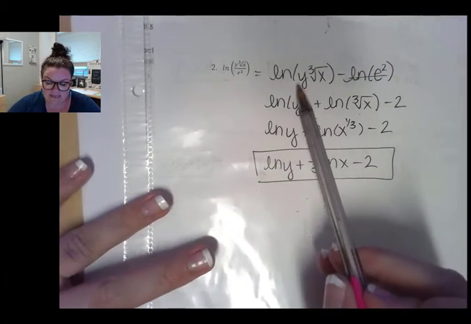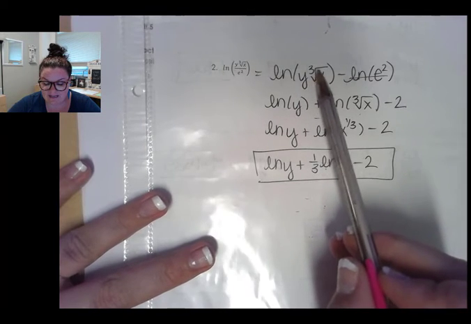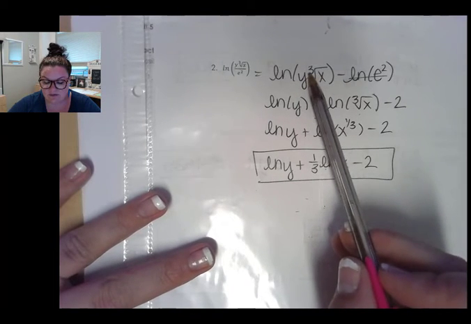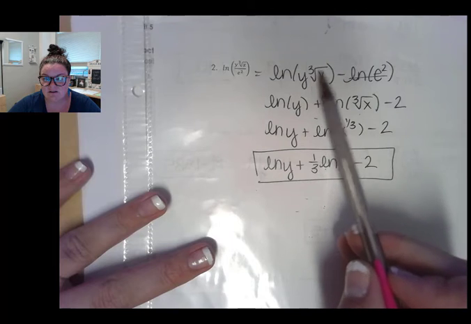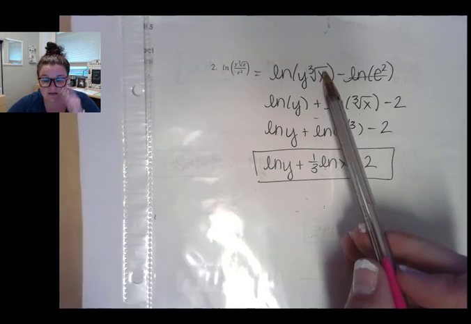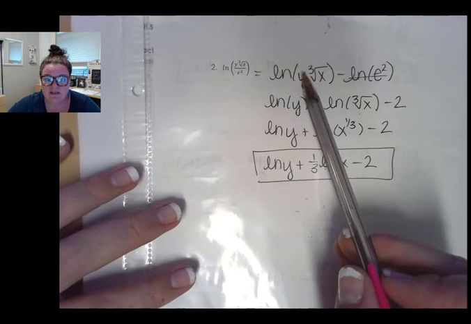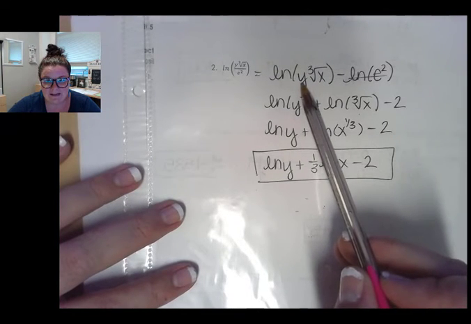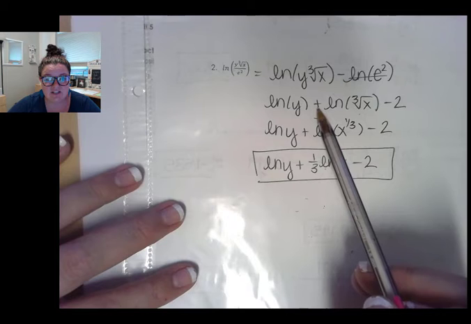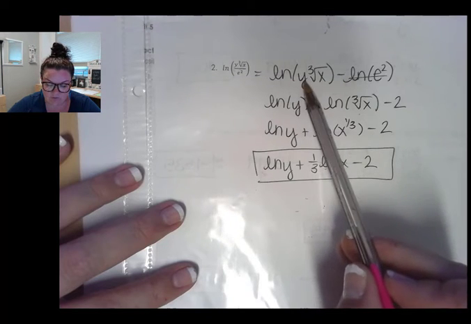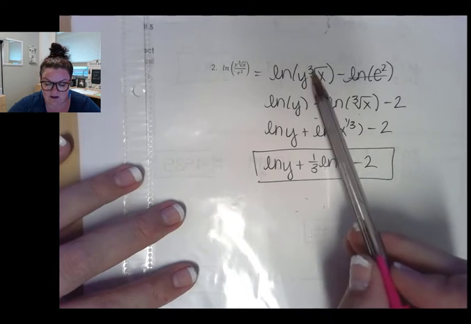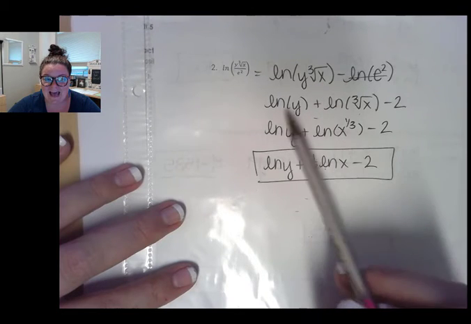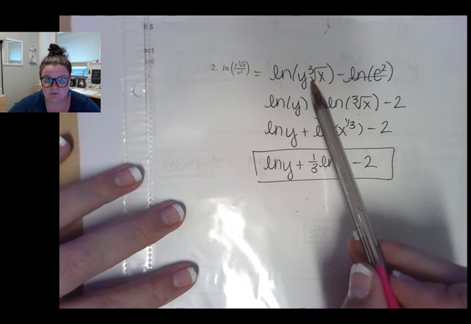Okay, now here I can't do anything with this 3. This 3 is stuck to that, it makes it a cube root, right? So I can't bring a 3 down or do anything like that until I take care of this multiplication. This y and the cube root of x are being multiplied. Multiplication expands into addition. So I can write this as ln of y and ln of cube root of x, and those are going to be added, right, because this was a multiplication.